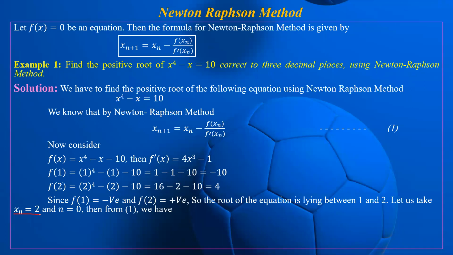You can also take x0 equal to 1 or x0 equal to 1.5, and n equal to 0 in equation number 1. So what will happen? In equation number 1, we first put n equal to 0. So if you put n equal to 0, what are we getting? It is x1 equal to x0 minus f of x0 divided by f dash of x0. And we are putting x0 equal to 2. So what will happen? Just look here.